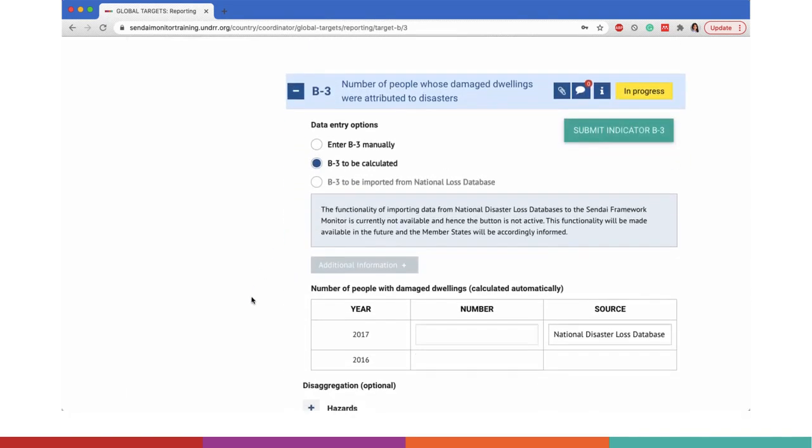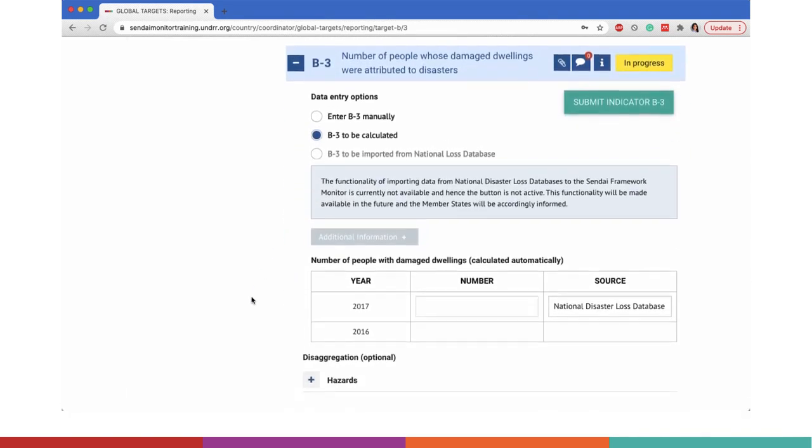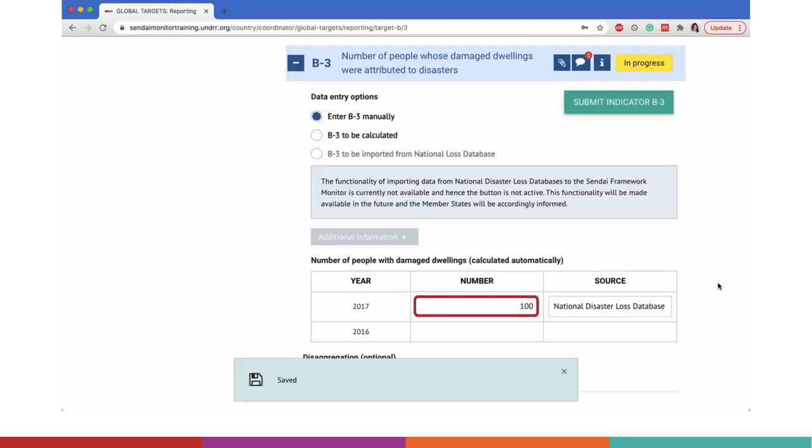B3 is the number of people whose damaged dwellings were attributed to disasters. Your country may collect data on different levels of damage to homes, like partially or mostly damaged. The Sendai Monitor system does not distinguish between these levels, where dwellings are either damaged or destroyed. For option 1 to enter B3 manually, you will need to know the number of people who live in homes that were damaged during a disaster. This option may be suitable if this data is directly collected in your country.